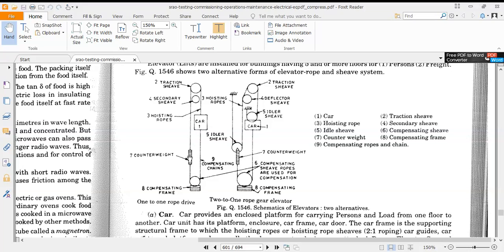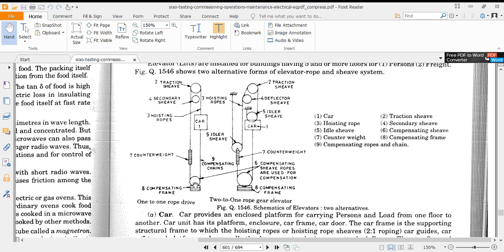Because of this counterweight, there will be ease of movement of the car. When this is going up, what will happen? The car will come down. And if you want to go up, the counterweight has to come down. That is possible by turning the motor in one direction or another direction.